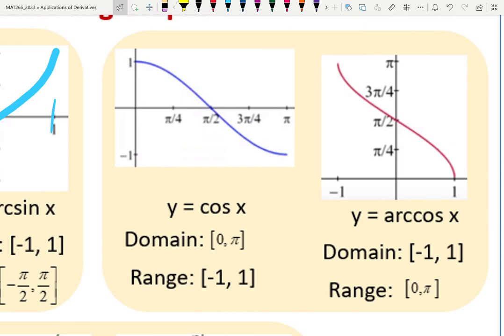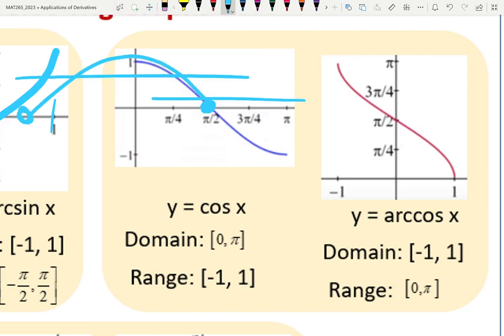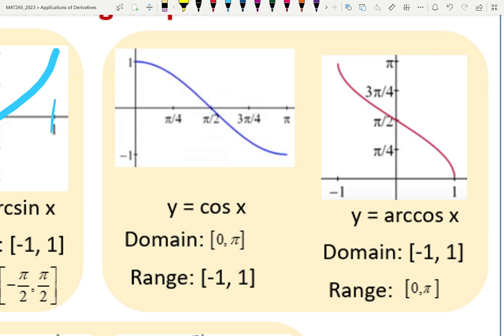For cosine, they decide not to do the same thing with minus pi over 2 to pi over 2, or else it doesn't pass horizontal line test. So they just shift it to the right. They decide to stick with 0 and pi for cosine. Then it passes horizontal line test. Check it out. And the inverse was created exactly the same way. Now the domain for the arccosine is minus 1 to 1, but range is 0 and pi, because domain of cosine was restricted to 0 and pi.